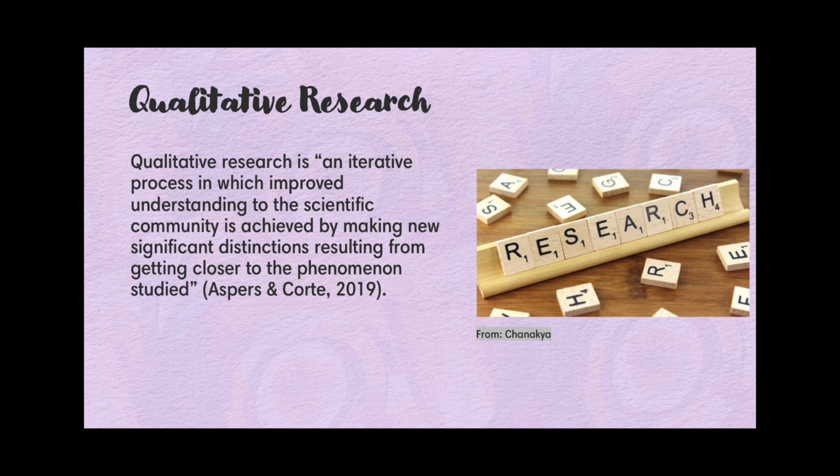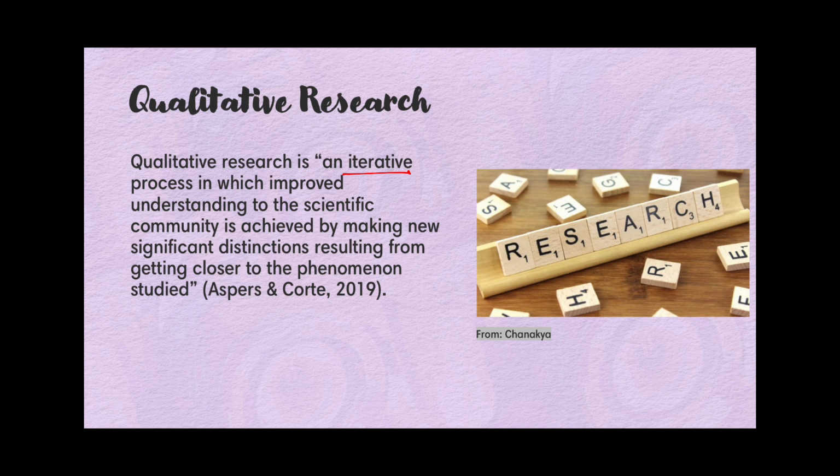This was problematized by Aspers and Corte in Qualitative Sociology in 2019. Based on looking at theoretical papers that were done related to qualitative research, particularly in sociology, they were able to forward a particular definition of what qualitative research is, and I present this in this slide. It's an iterative process in which improved understanding to the scientific community is achieved by making new significant distinctions resulting from getting closer to the phenomenon being studied.